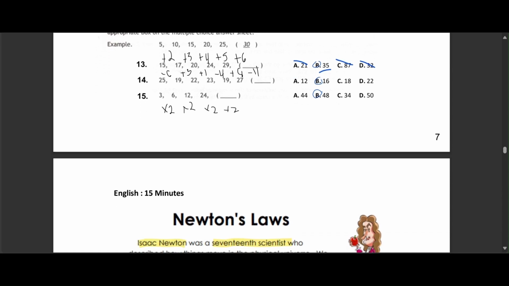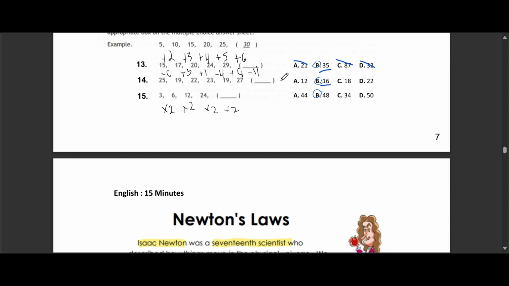Question 14. 25, 19, 22, 23, 19, 27. What comes next? A, 12; B, 16; C, 18; D, 22. This one is tricky. The correct answer is B. The pattern in this series of numbers is a bit complex. It goes like this. First we subtract 6, then we add 3, after that we add 1, then we subtract 4, and finally we add 8. So following this pattern, the next step would be to subtract 3. So after all that, 16 is the answer.